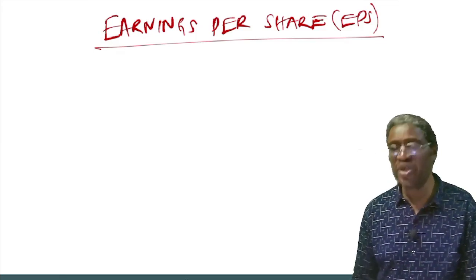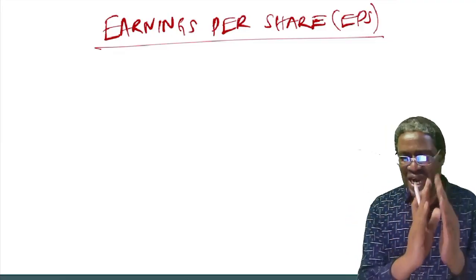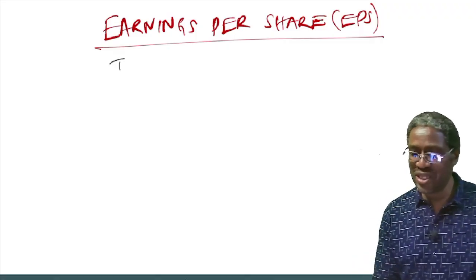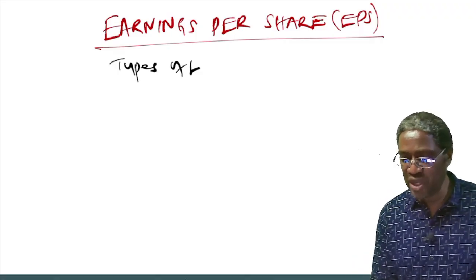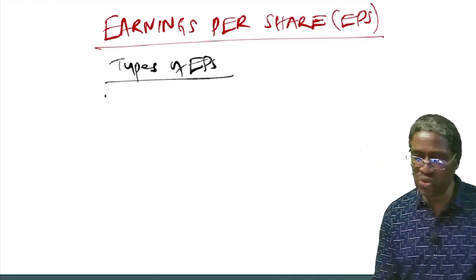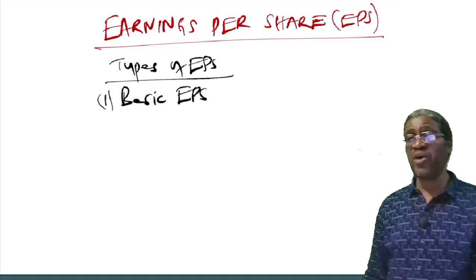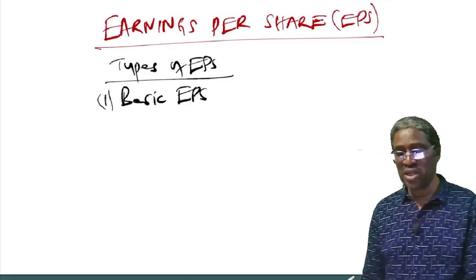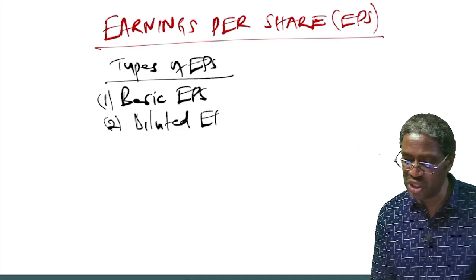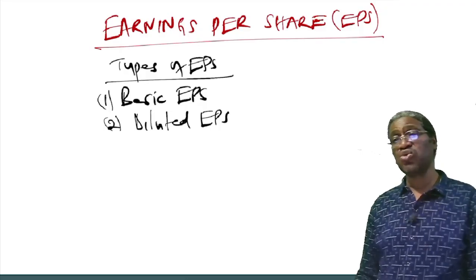So let me review the topic. Now, how do you compute what we call the earnings per share? First, I hope you know that there are different types of EPS. There are two types of earnings per share. One is what we call the basic earnings per share. That's one type you may be told to calculate. And number two is what we call the diluted earnings per share. Those are the two types that the examiner may ask you to compute.